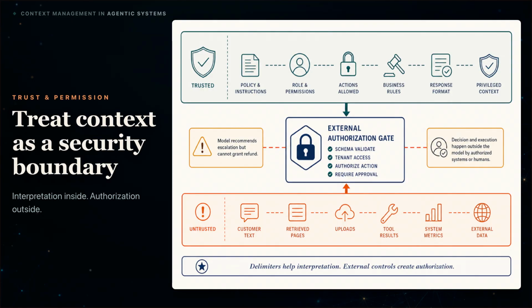Context also mixes information with different trust and permission levels. Application policy may be privileged. Customer text, retrieved pages, uploads, and tool results are untrusted data, even when they look like instructions. Separate those classes in the request so the model has the clearest possible hierarchy. Then build the enforceable boundary outside the model. Validate schemas, check tenant access, authorize each consequential action, and require approval where policy demands it. In our refund case, the model can recommend an escalation, but it cannot grant itself permission to issue the refund. Delimiters and role messages help interpretation, while external controls create authorization.